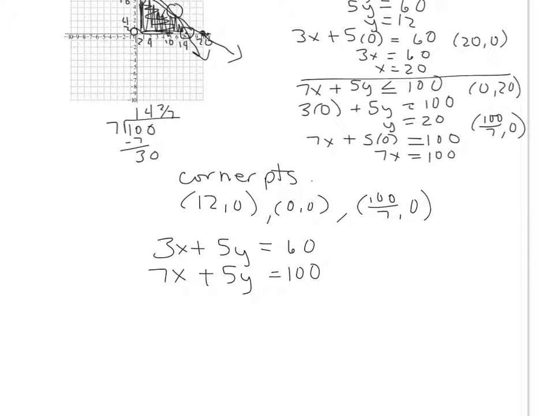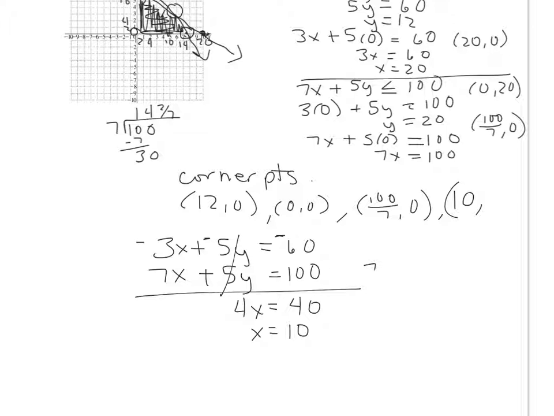Well, I can see if I multiply one of these by a -1, I can cancel my y's. So I'm going to change all the signs in the top equation, and cancel the y's. -3x plus 7x is 4x, and -60 plus 100 is 40. So I get x equals 10, and that tells me that 10 is going to be the x value in that intersection point. Now I need to go back and find the y value.